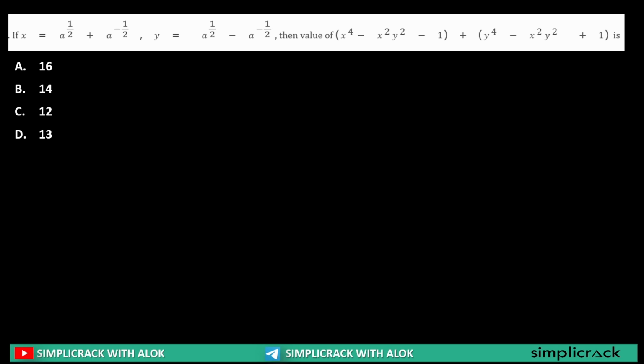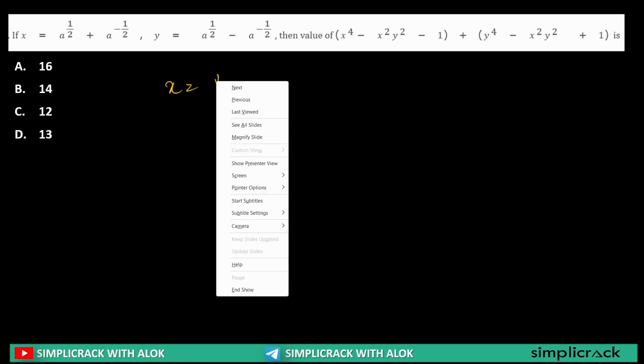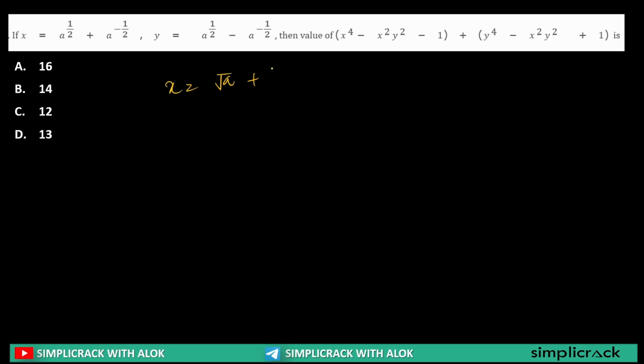Let me write this down easily. See what it is saying: x is equal to square root of a plus 1 by square root of a, y is equal to square root of a minus 1 by square root of a, right? So let me write square root of a is equal to p. So x is equal to p plus 1 by p, and y is equal to p minus 1 by p. Clear? Yes, sir, it is clear.